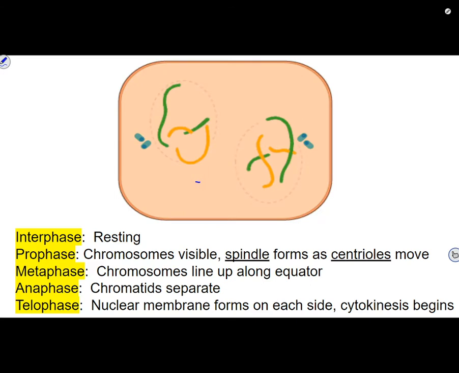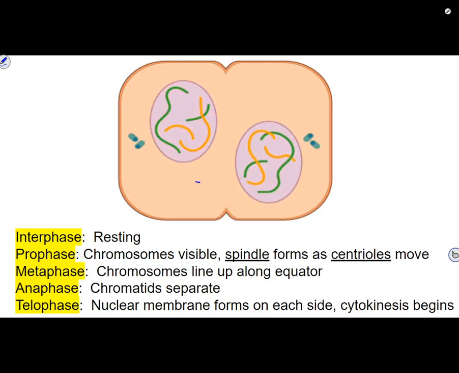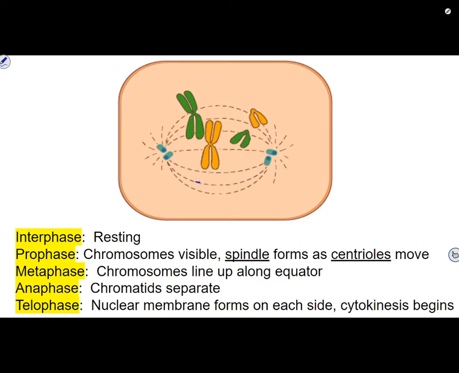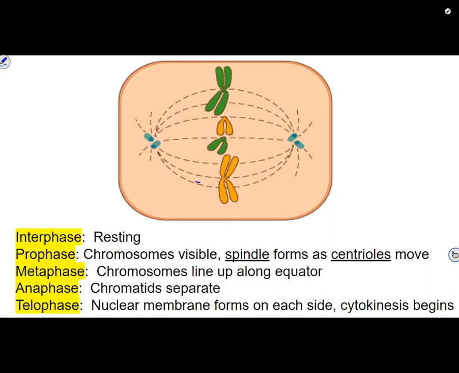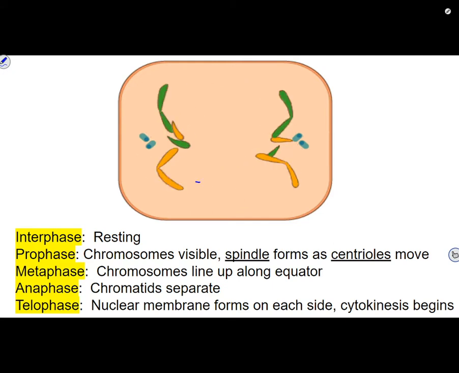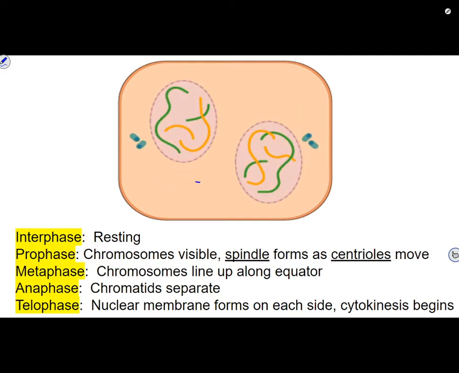Your spindle forms as centrioles move. So if you look at this, as your centrioles are moving to each end of the cell, if you look at it right now, you're going to have spindle fibers that are forming. All right, we have to have spindle fibers because, see right there, they have to help move your chromosomes around. Your chromosomes don't have little arms and legs to help them move around. It's your spindles.